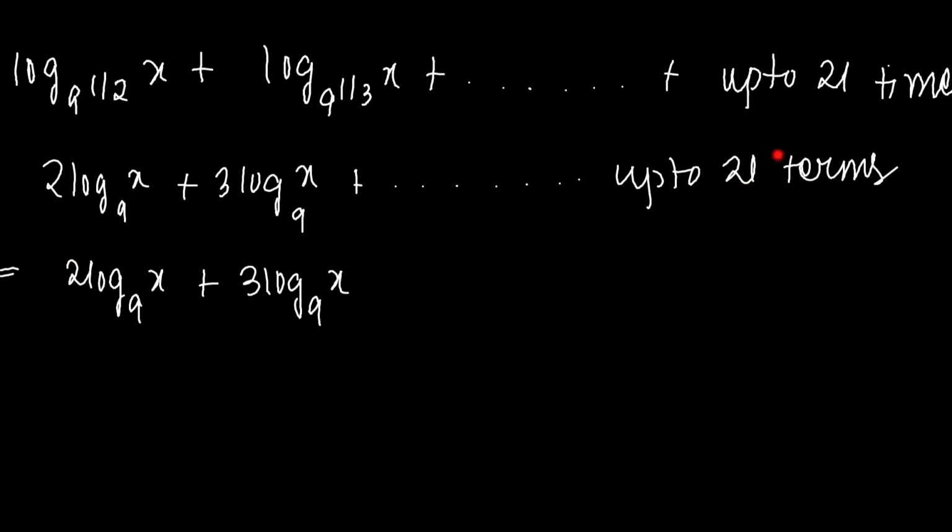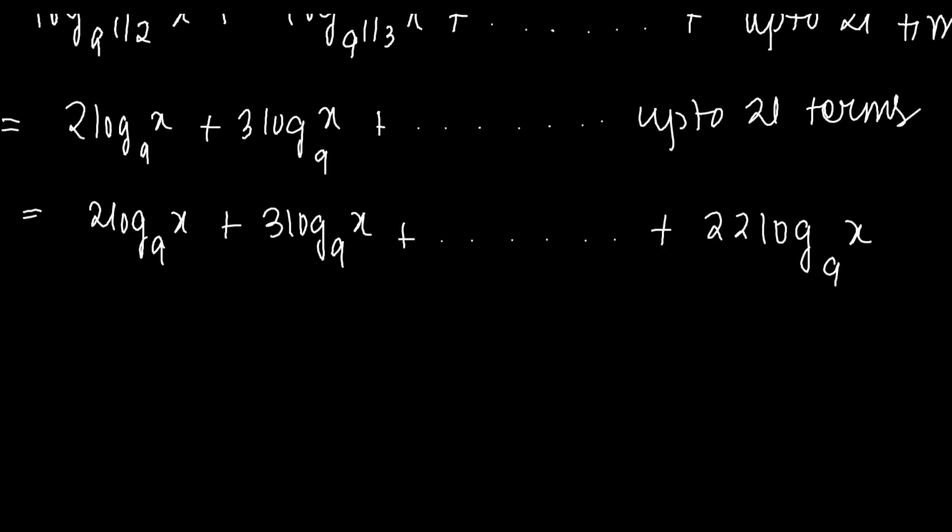So what will be the 21st term? The 21st term will be 22 log x base 9. Okay, you can see the first term is 2 log x base 9. Here 3 log x base 9 is the second term. So the 21st term will be 22 log x base 9.